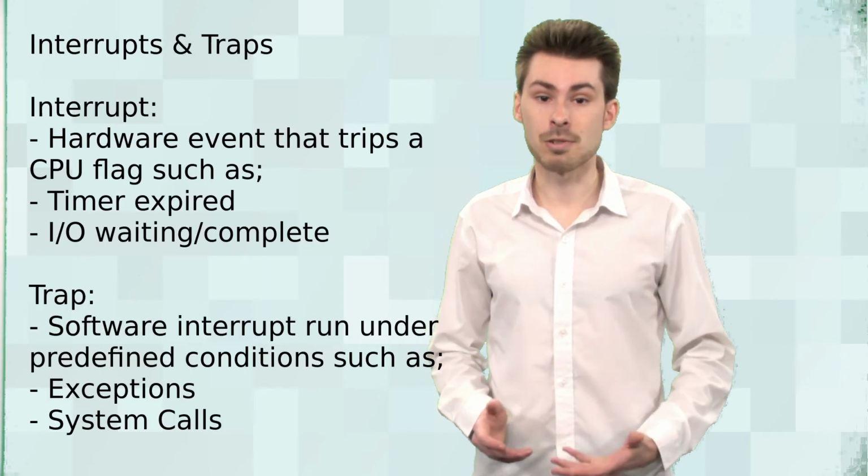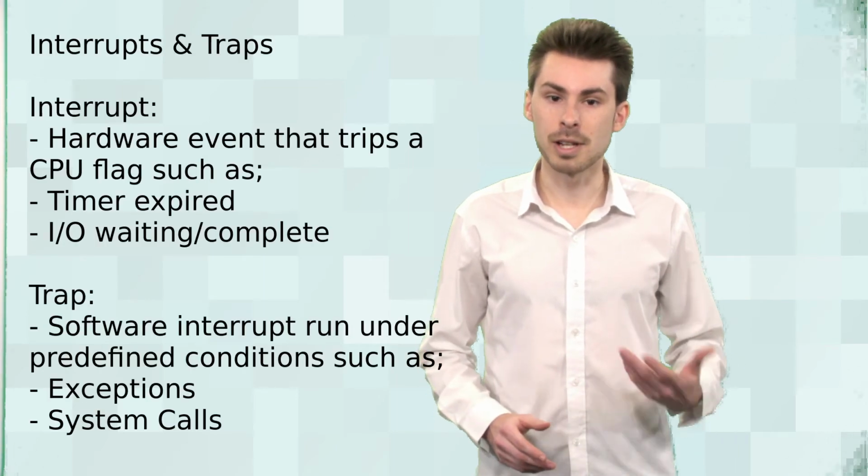But how do we get back? We know we'll have to switch back to the OS eventually, but surely a process running in user mode shouldn't be able to switch the CPU's mode back to kernel mode. That would defeat the whole purpose of the security. The way that we do this is using interrupts and traps.